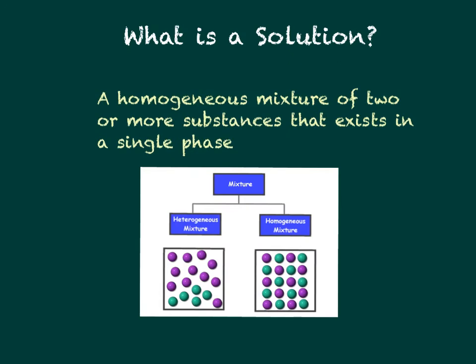Well, we need to start out by defining what a solution is. A solution is a homogeneous mixture. Now that means it's evenly dispersed all the way through. It has to be two or more substances in a single phase, and that just really means that they're evenly mixed. A mixture, remember, is not chemically bonded together. A heterogeneous mixture, you can have different parts in different areas, but a homogeneous mixture has to be evenly dissolved or evenly mixed all the way throughout.